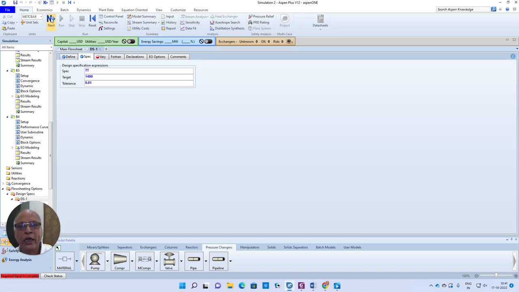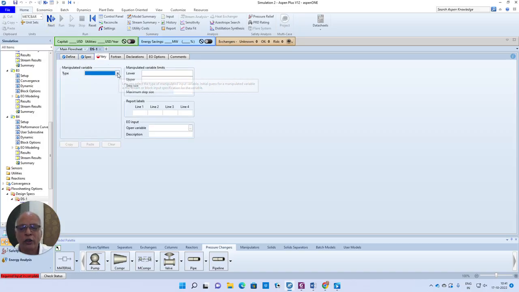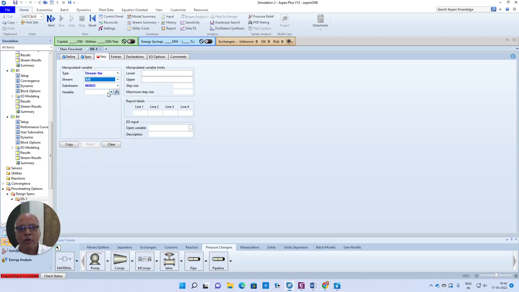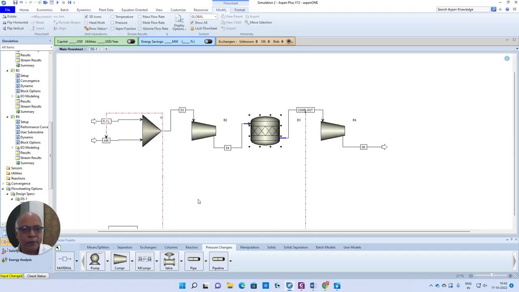What is it that we would like to vary? We wanted to find out the air flow rate because we started with an initial approximation of about 2000 kilomoles per hour. So this is going to be a stream variable. Stream is air, variable is mole flow. So we started with 2000. Even this 2000 gave us something like 1900 degrees centigrade temperature. So this should be higher. Let me assume that the solution is lying somewhere between 2000 to 10,000. You can go and see.